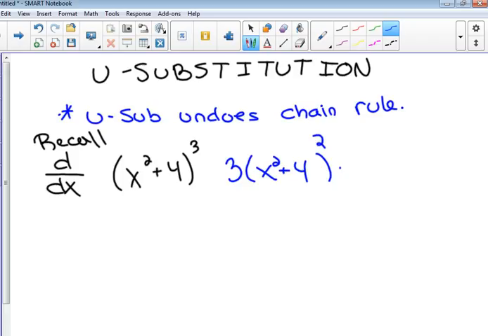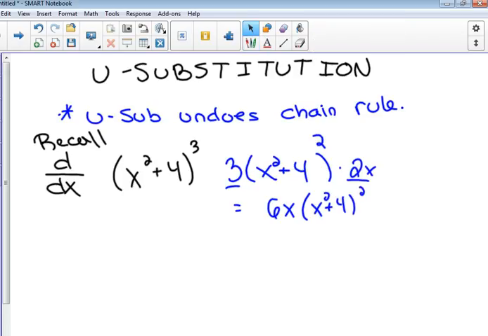Then you have to take it and multiply it by what? 2x. Good, the derivative of the inside, which is 2x. So together, this would become 6x, x squared plus 4 all squared. And that was what the derivative was. Now, what we're going to do today, this idea of u substitution, is going to be undoing the chain rule. So it would be like undoing this to get your original.